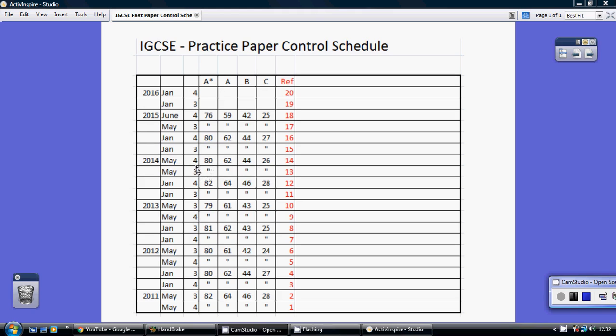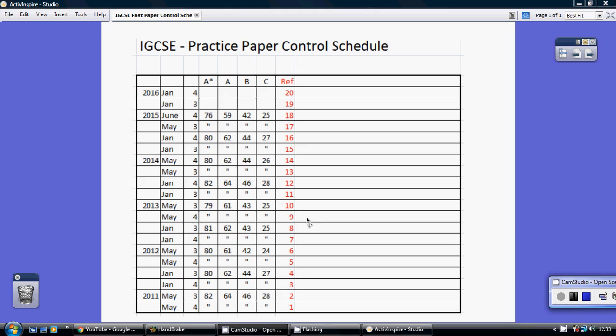What it doesn't do, because we're not given this information, is actually give you the percentage for each of the two papers, the paper three and the paper four. We're just told what the average is. So you needed to average 80% on both of the two papers, or average 62% over both to get an A. So obviously if you get 64 in one of them, you only need to get 60 in the other. So that's the first thing this does.